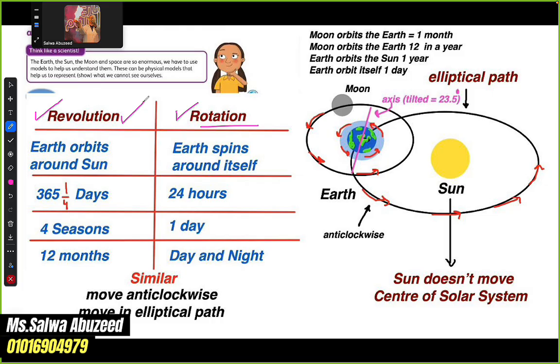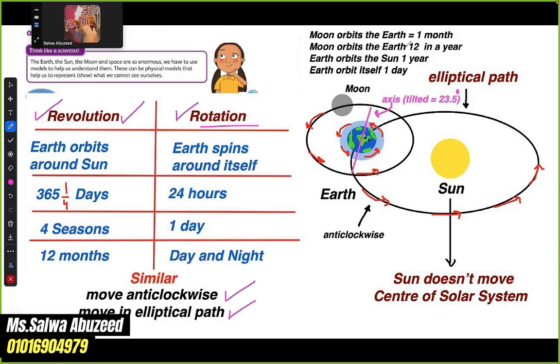Okay? So, revolution is Earth orbiting around the sun, which is 365 days and a quarter. 4 seasons, which is 12 months. And the rotation is the Earth spinning around itself, 24 hours, which is 1 day, which makes day and night. What's similar between both? They are anti-clockwise and they move in an elliptical shape, this oval shape.